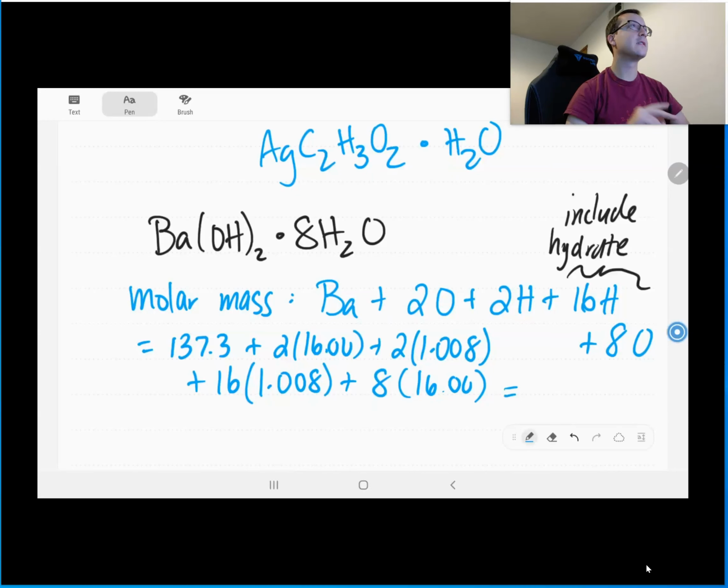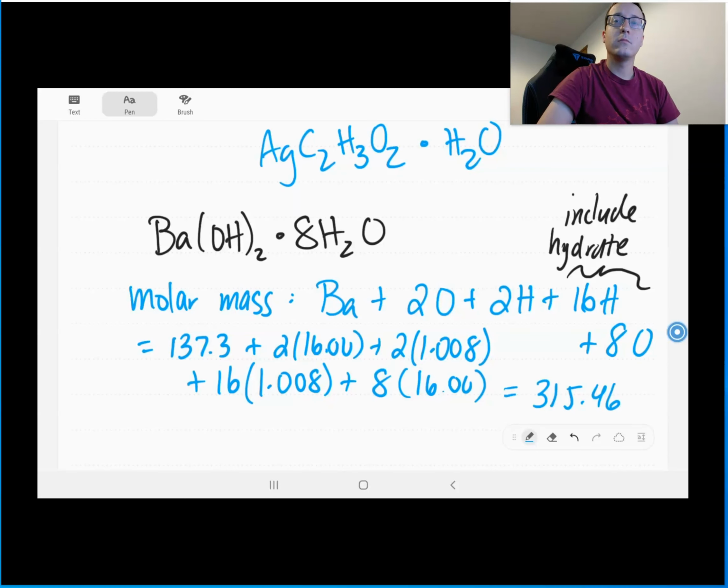And doing this, let me do the math real quick. Okay, so you should get something like 315.46, something like that. Cool. So that's what you guys should get. Whenever you have hydrates of things, you will need to include the waters as part of their molar mass. Okay.